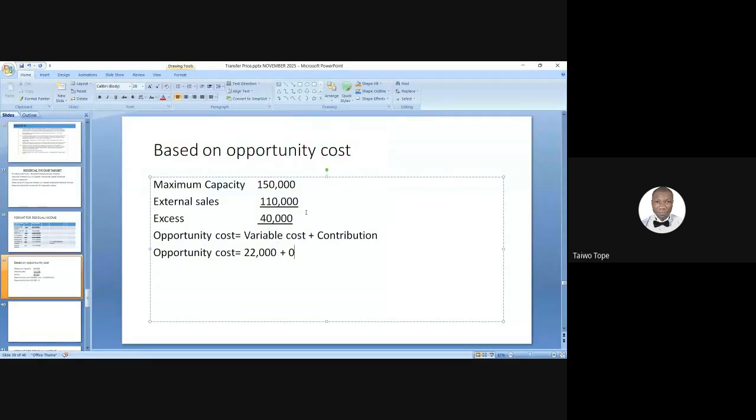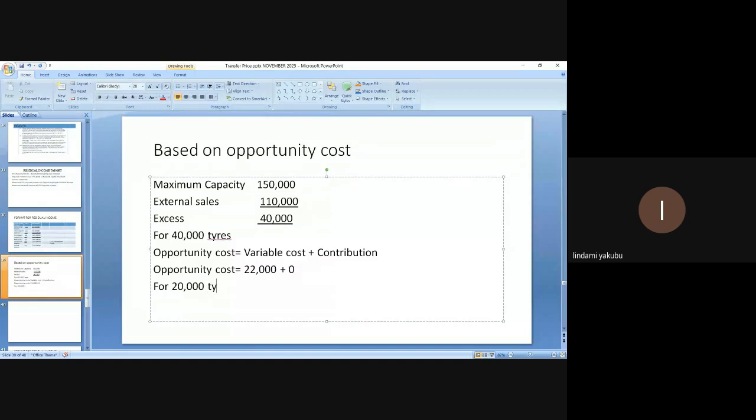Now take note, 60,000 tires is required, right, by division Y. So if we are giving out 40,000 tires, division Y is still in need of how many tires? 20,000 tires. Now these 20,000 tires, the excess here does not cover up for them.